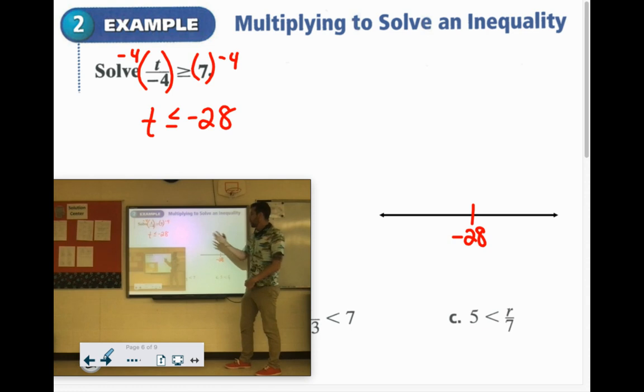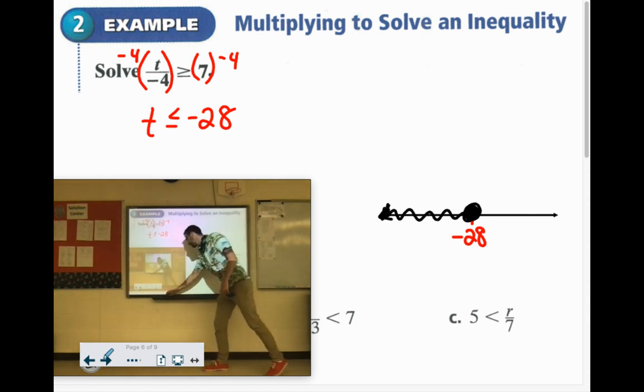t is less than or equal to, so it's a solid dot. And if the letter is first, then follow the arrow. It is first, so we'll follow the arrow to the left. These are all the numbers less than negative 28.